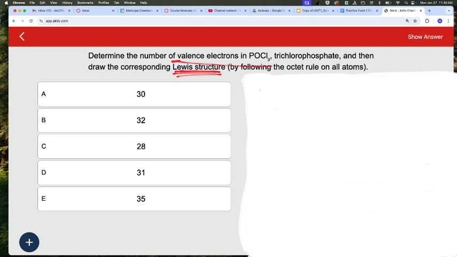So in this case, I've got a molecule that has a bunch of different atoms. How many different atoms, let me change that question around. How many atoms are present in this molecule? Okay, we'll write it up bigger. Here's our atom, POCl3. How many atoms?